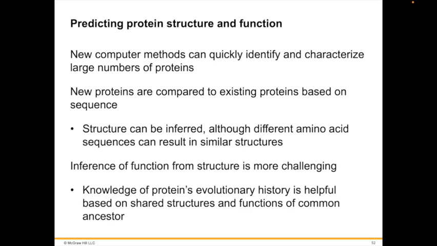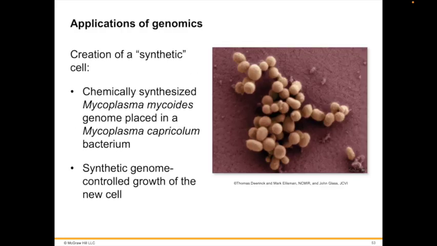New computer methods can quickly identify and characterize large numbers of proteins. New proteins are compared to existing proteins based on sequence. Structure can be inferred, although different amino acid sequences can result in similar structures. Inference of function from structure is more challenging. Knowledge of a protein's evolutionary history is helpful, based on shared structures and functions from a common ancestor.